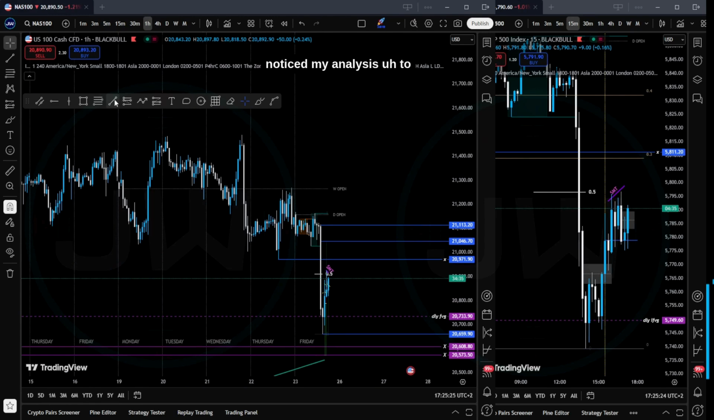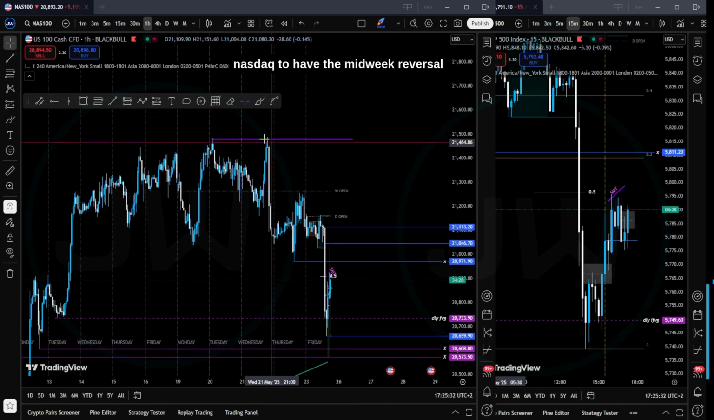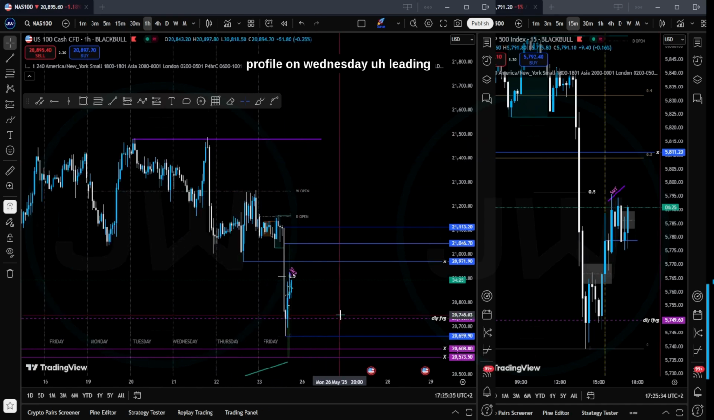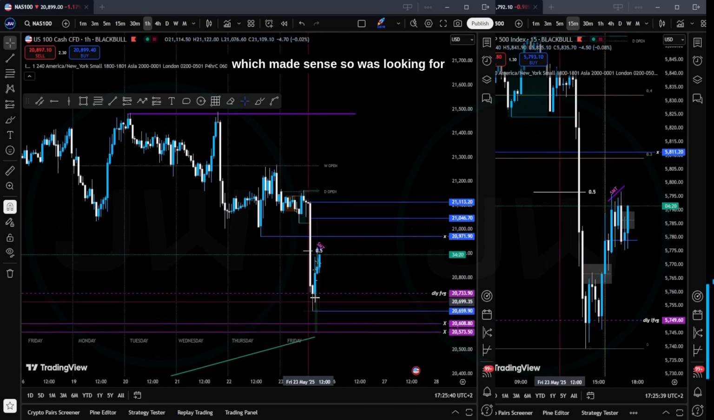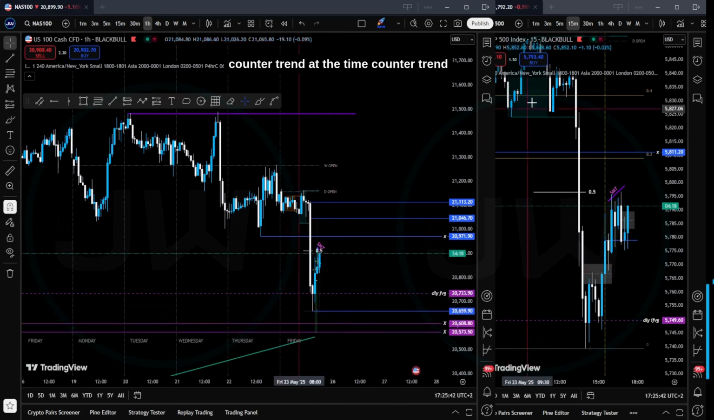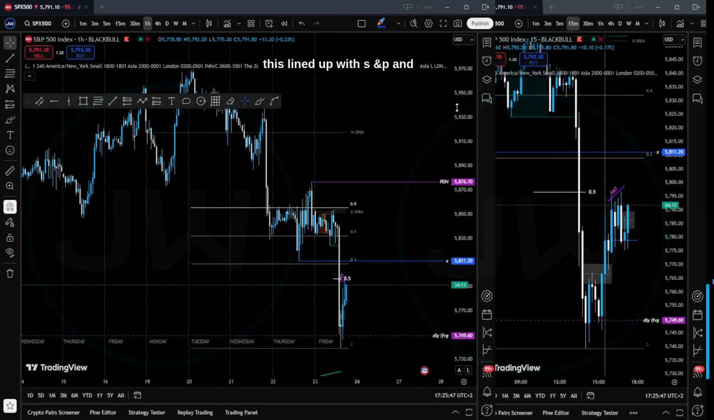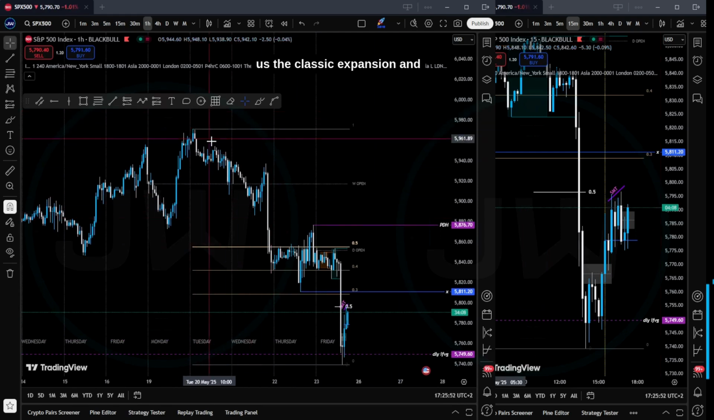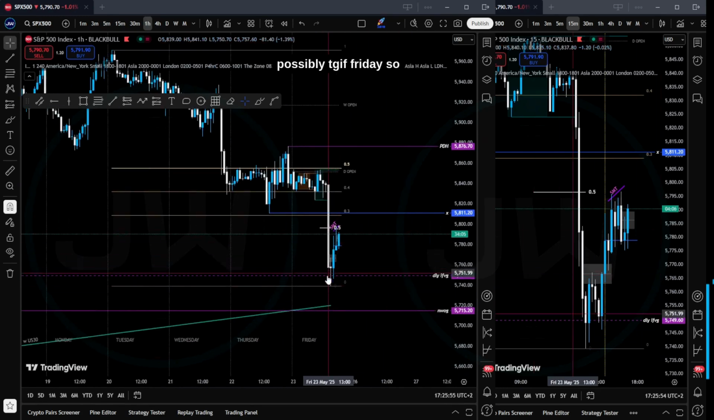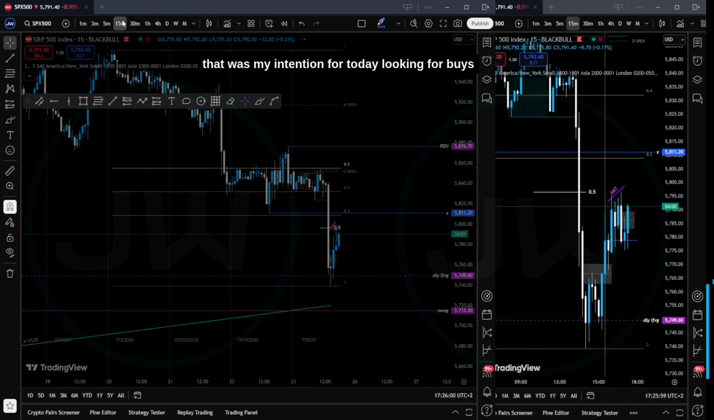What I noticed, in my analysis for this week, I assumed Nasdaq to have the midweek reversal profile on Wednesday, leading to Friday being bearish as well, which made sense. So I was looking for a counter trend trade, especially since this lined up with S&P and US 30, giving us the classic expansion and possibly TGIF Friday. So that was my intention for today, looking for buys.